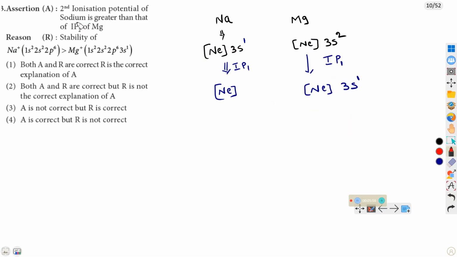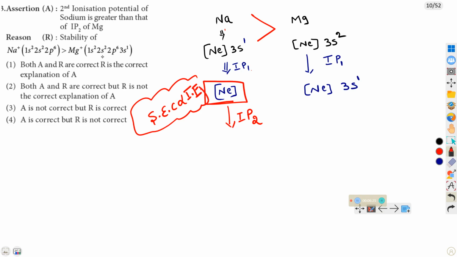Second ionization potential of sodium is greater than that of magnesium. After removing one electron, sodium gets stable electronic configuration. We know that stable electronic configuration is directly proportional to ionization energy or ionization potential. Stability of Na plus is greater than the stability of Mg2 plus. Yes, both A and R are correct. R is the correct explanation of A.